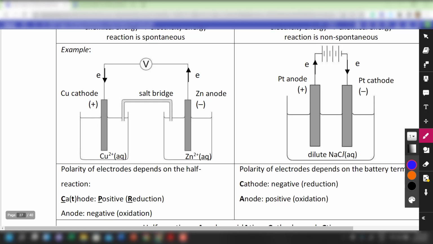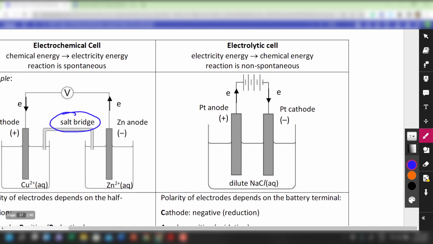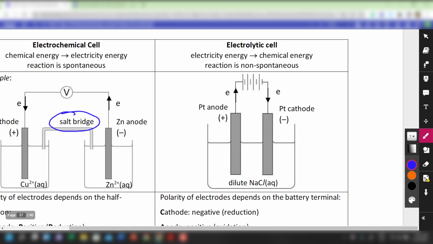And do take note that there is a need for you to draw in the salt bridge. The reason why we need the salt bridge has already been explained in the earlier lectures. The voltmeter in most cases is required here in order to measure the potential difference. And moving on to the right hand side, we have the electrolytic cell. For the electrolytic cell, we are using an external power supply, in this case provided by the battery, to drive an otherwise non-spontaneous process.